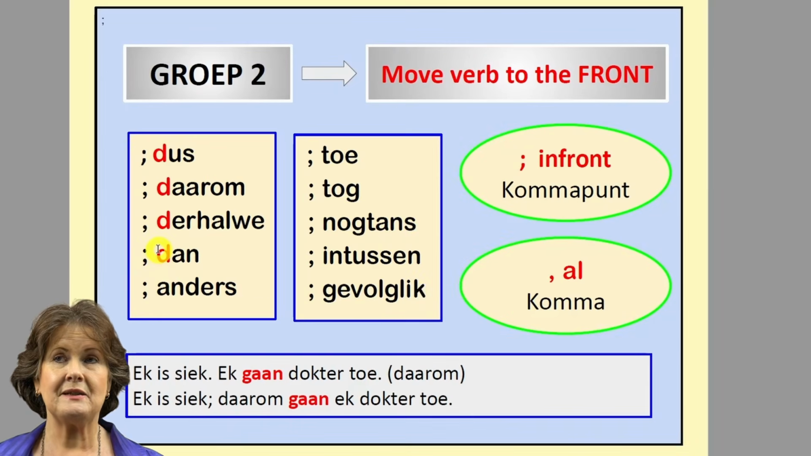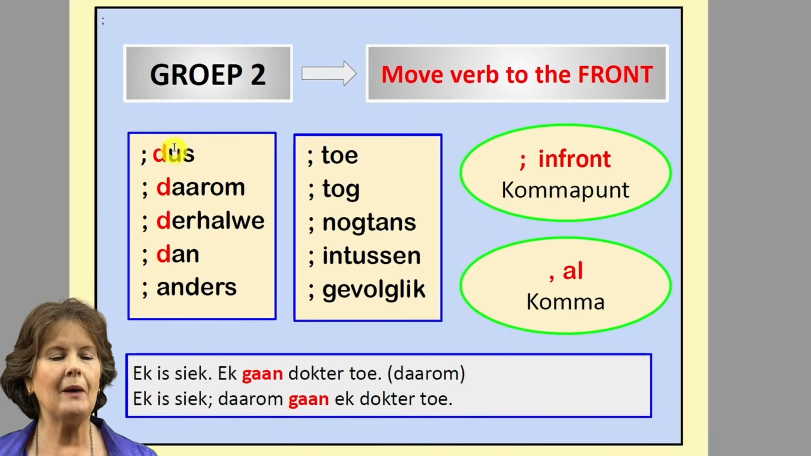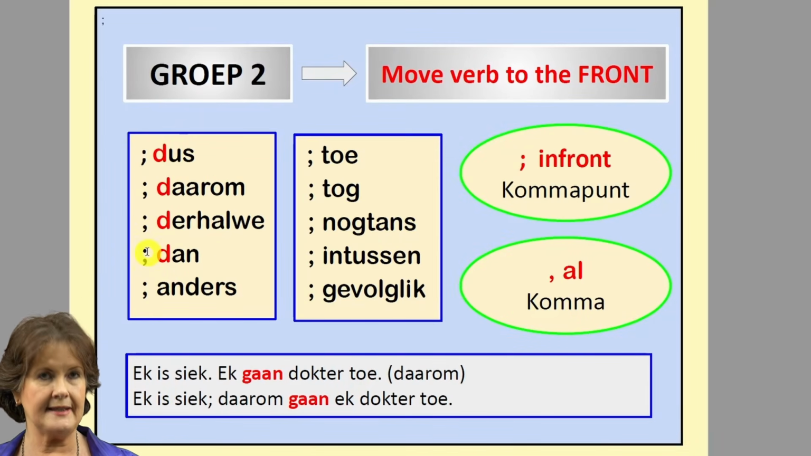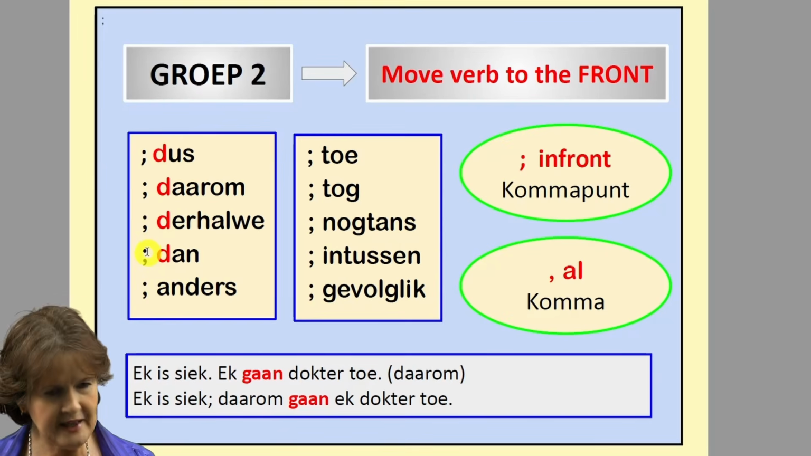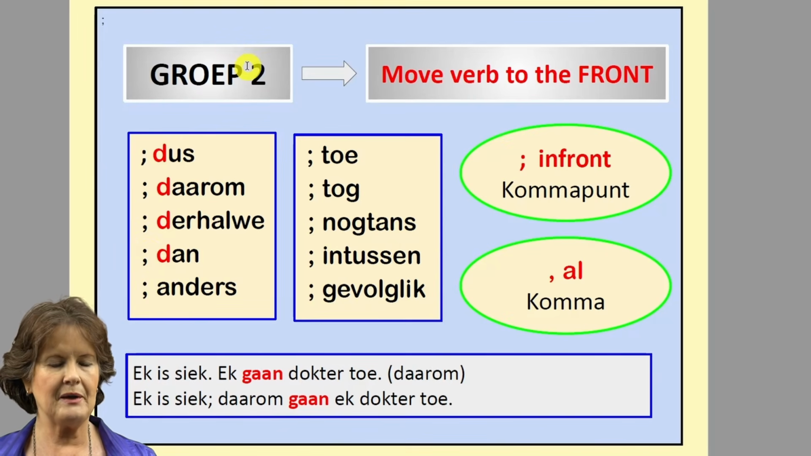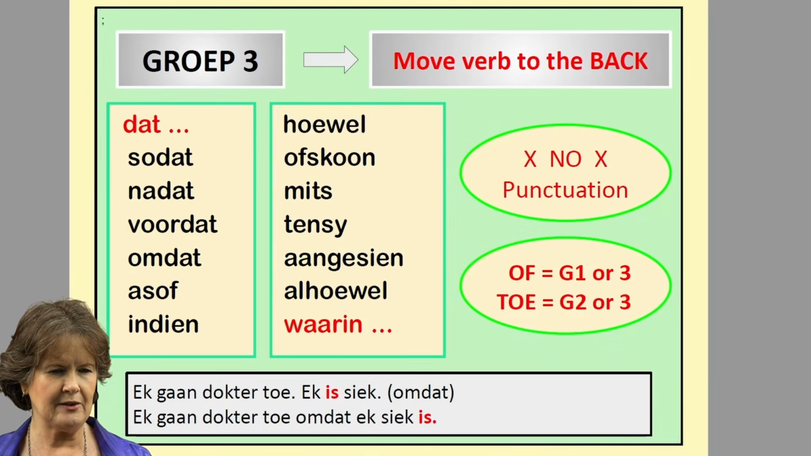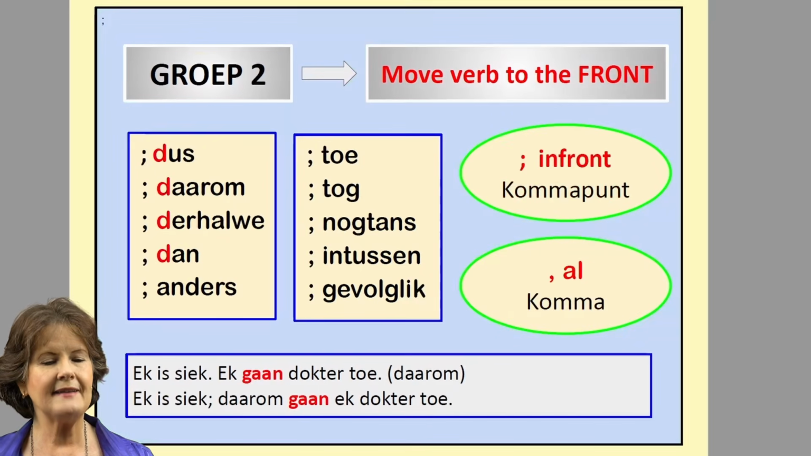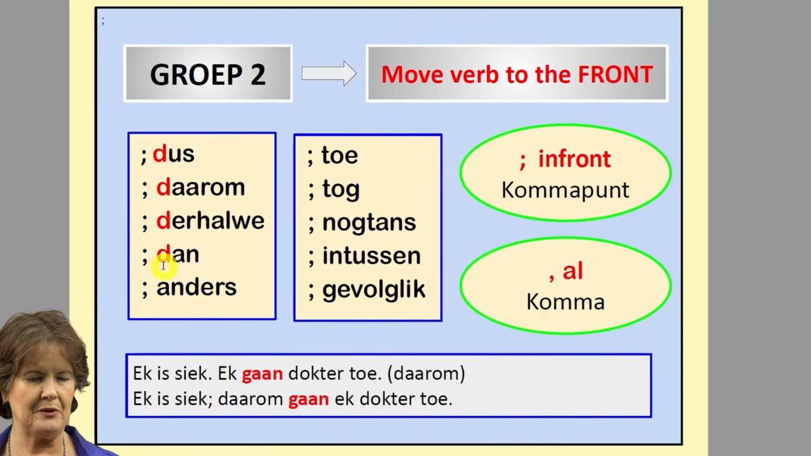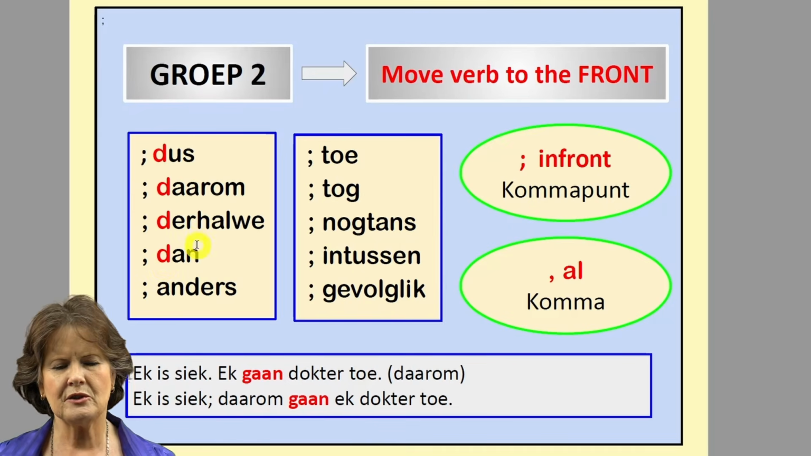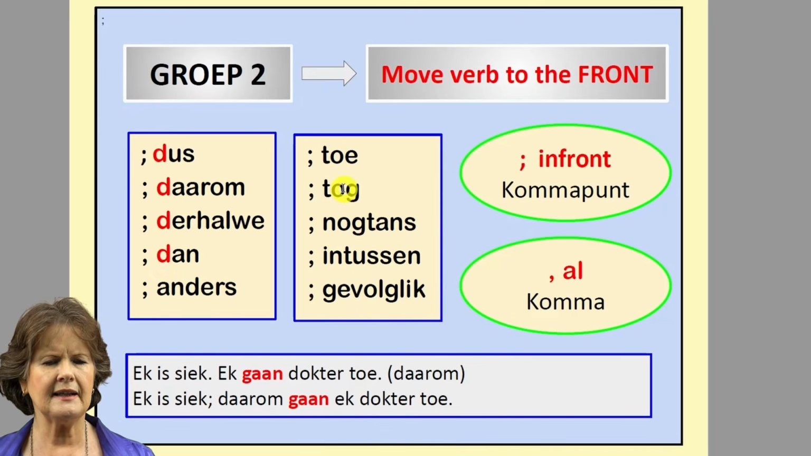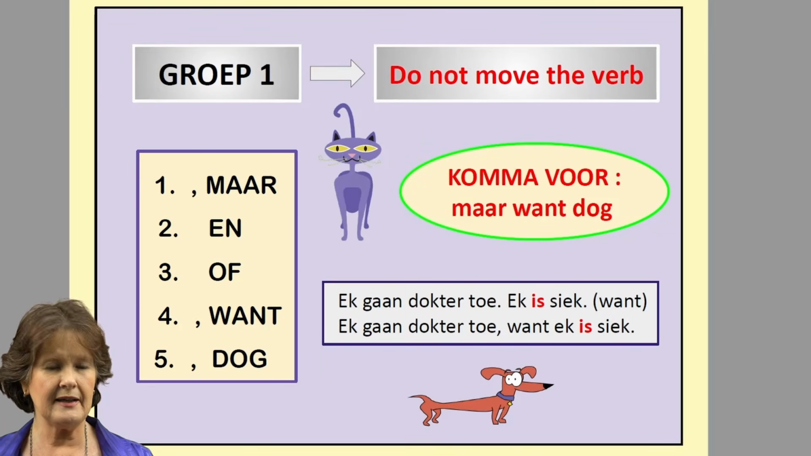So let's look at your second option. When you have a word starting with a D, you will know immediately it's group 2. Remember that. Not a dat word. You will see later on the dat words are group 3, but the D words are group 2. Other word that's important to remember is gevolglik and toch. Remember the dog in group 1. If you look at group 1, the dog there, it means yet, but the verb will not move.